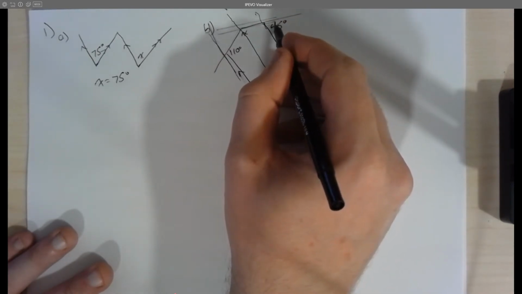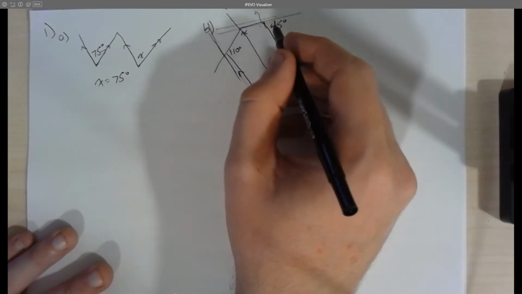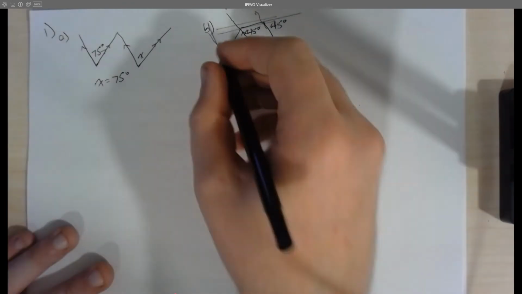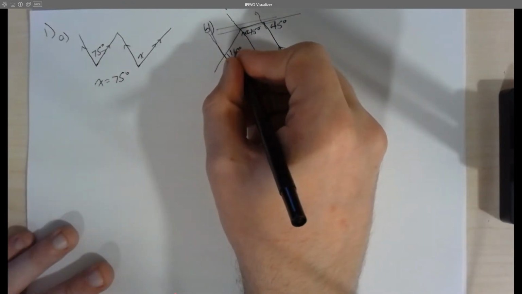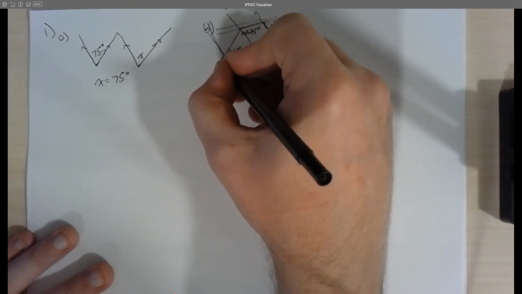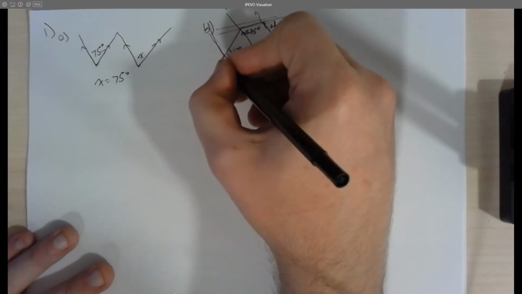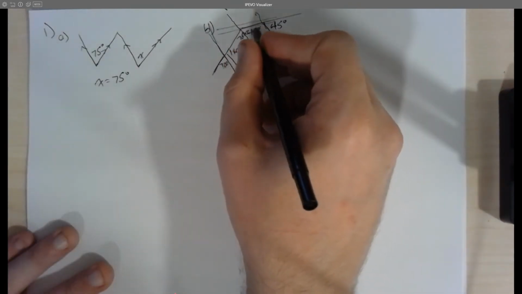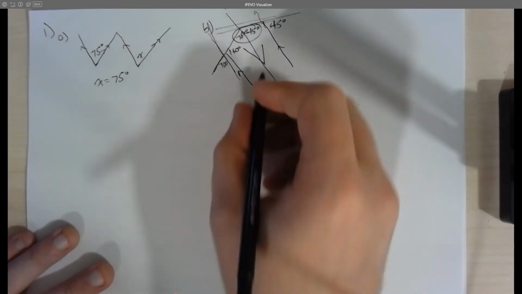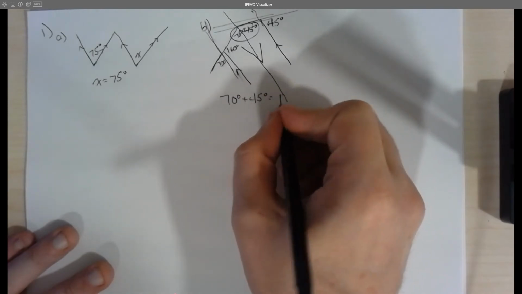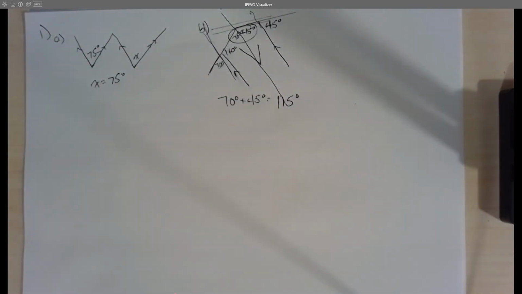If this is 45, then that means that this interior part also has to be 45 degrees. If this is 110, then that means that here, this is 70, because 110 and 70 make 180 total. If this is 70, then this is 70 degrees as well. All I have left to do is bring these two angles together. The 70 degrees plus the 45 degrees gives us a total of 115 degrees for question B.